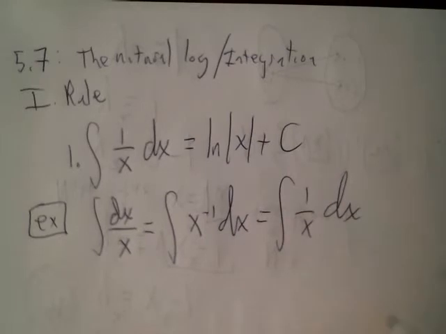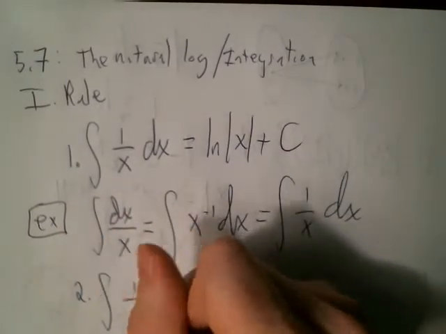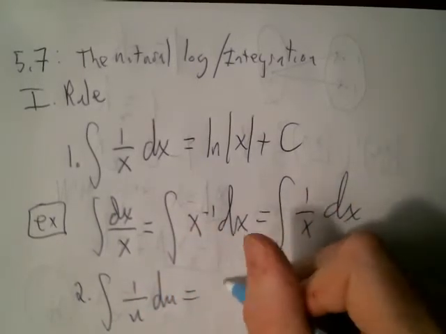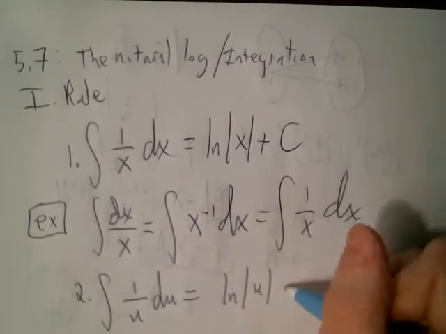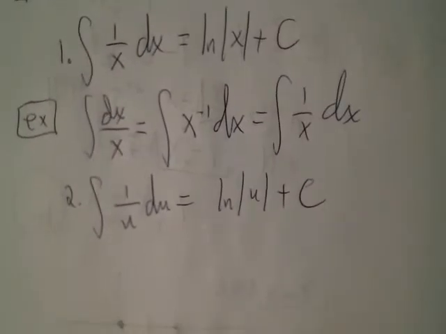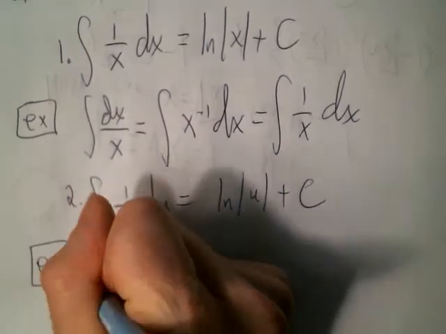So don't be fooled. In general, if you have some sort of u expression in your denominator, this will turn into the ln of the absolute value of u plus c after your u sub. Okay, so let's take a look at an example. Here's example 1.